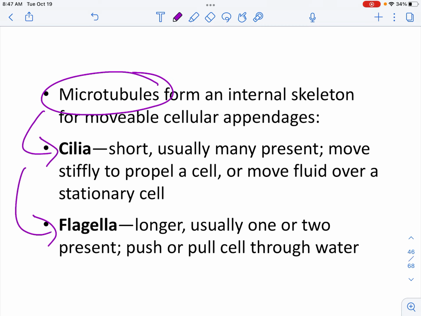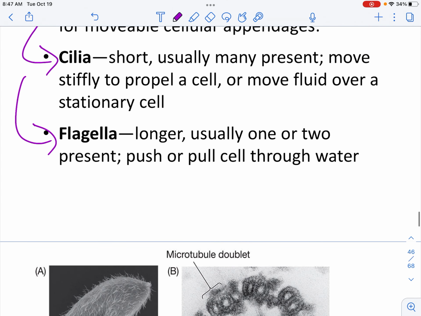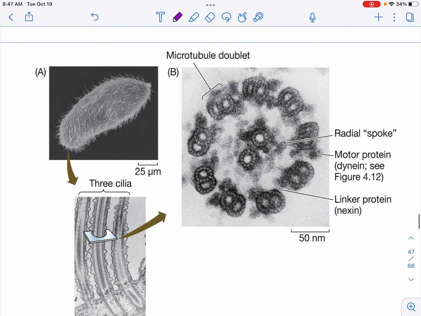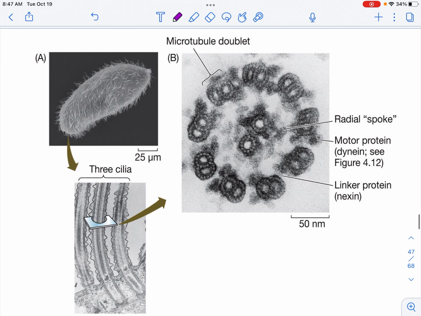Cilia, we have cilia all over our bodies. Flagella, there's only one cell in the human body that has flagella, and that's the human sperm cell. And so cilia right here, you can see, are short, usually many present. So if you were to try a cigarette for the first time, you would cough because the cilia in your respiratory system would try to move those toxins out of your body. I don't know if you ever had a violent coughing spell, you can breathe in dust or anything like that.